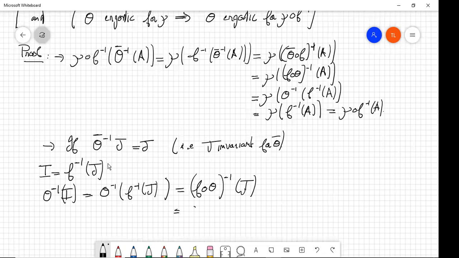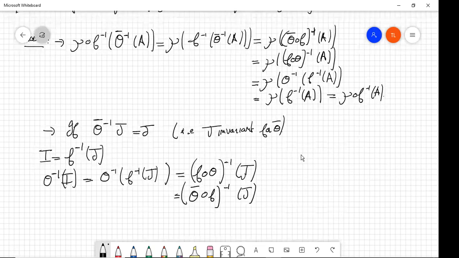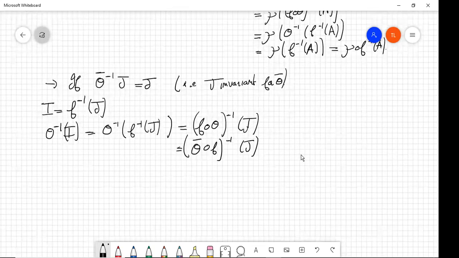And due to the compatibility condition, this is theta bar composed with f minus 1 of J. And this is exactly the same argument as before. So you obtain f minus 1 of theta bar minus 1 of J. And due to the invariance, it is simply f minus 1 of J, and it is simply I.